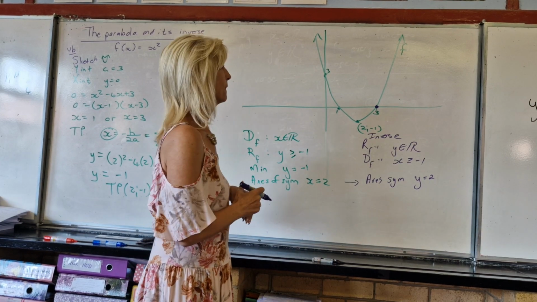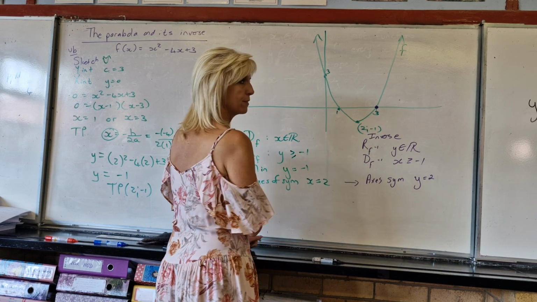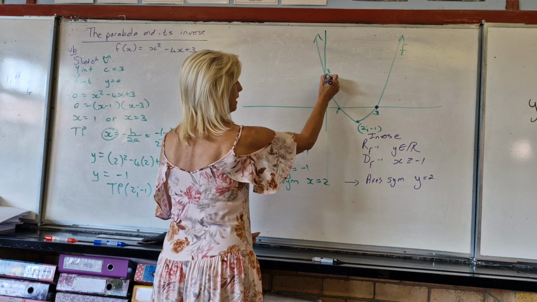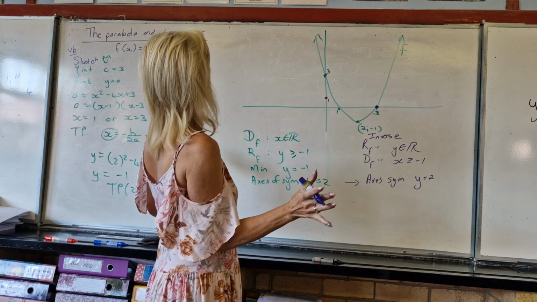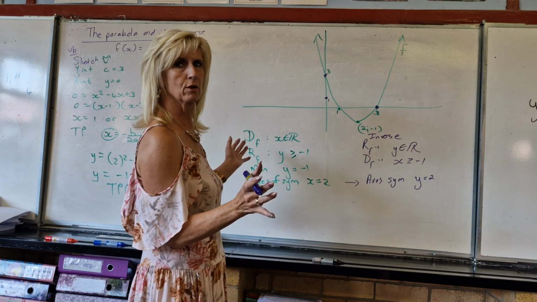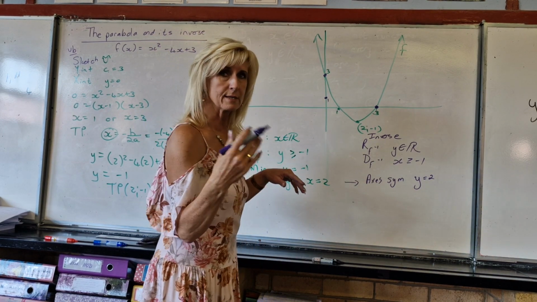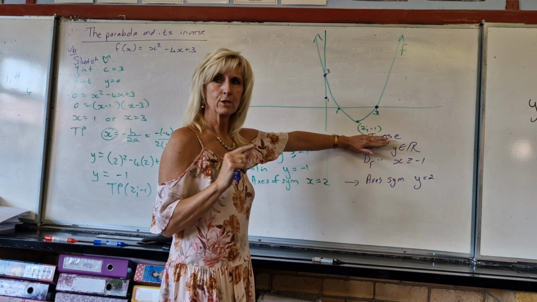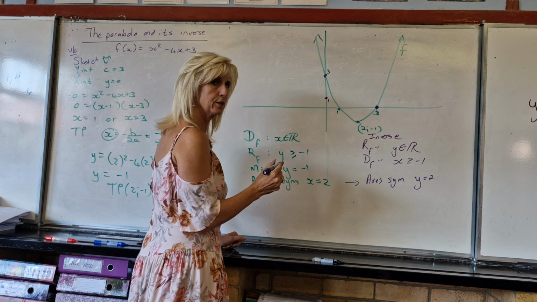Okay? The x-intercepts were 1 and 3. So the y-intercepts should be 1 and 3. So it's going to go through there as well. Can you sketch this so long? No. Because you need something else as well. Turning point. The turning point that used to be 2 and minus 1 will be minus 1 and 2.